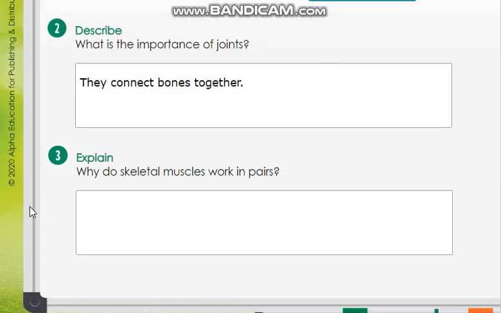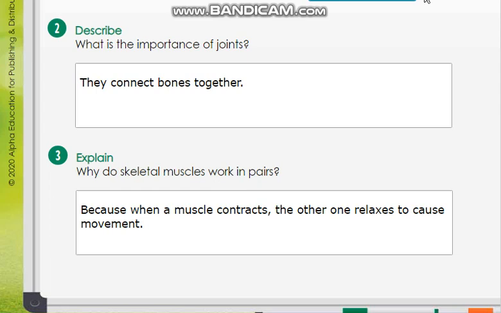Now question 3. It says, why do skeletal muscles work in pairs? Because when the first muscle contracts, the opposite one relaxes. That's why they cause the body to move. So this is the answer, because when a muscle contracts, the other one relaxes to cause movement. Now let's move to page 135 to complete answering the rest of the questions.